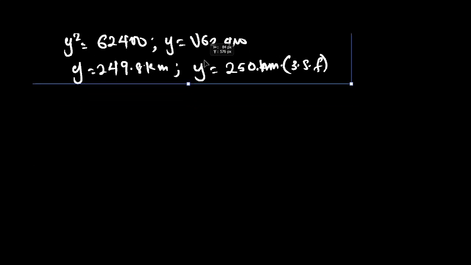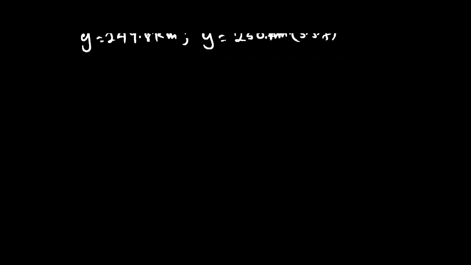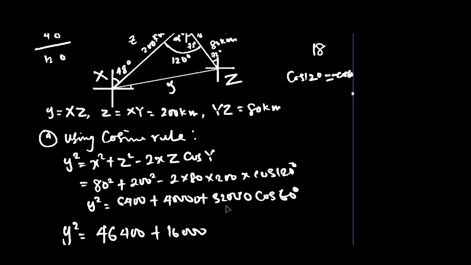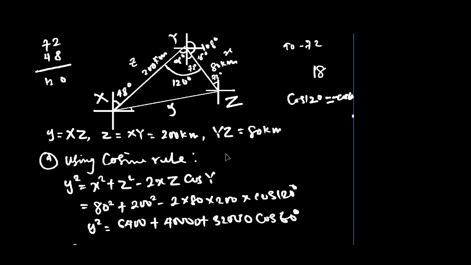So let's go to B part of the question. The B part of the question states that we should find the bearing of city X from city Z. So we are looking for the bearing of city X from city Z. What does that mean? Let's go back to our diagram again so that you will understand what it asks us to look for. So we are looking for the bearing of what? City X from city Z.